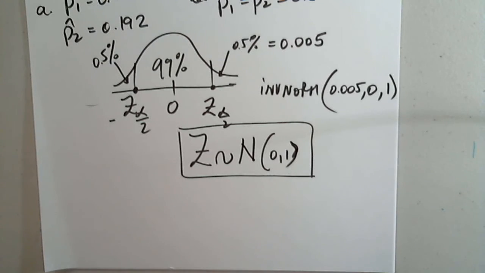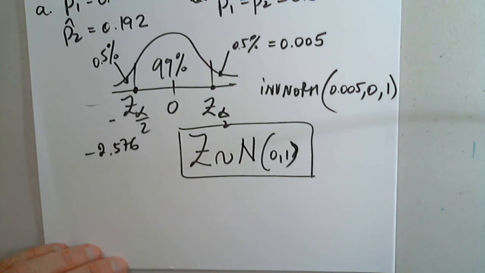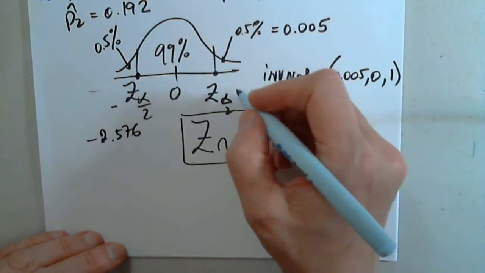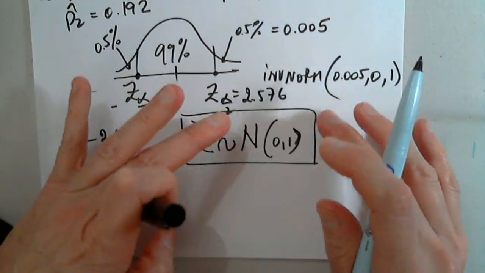So negative 2.576, oh, let me stop sharing. Negative 2.576 here, and this is 2.576. Of course, it doesn't matter. I only need the positive.